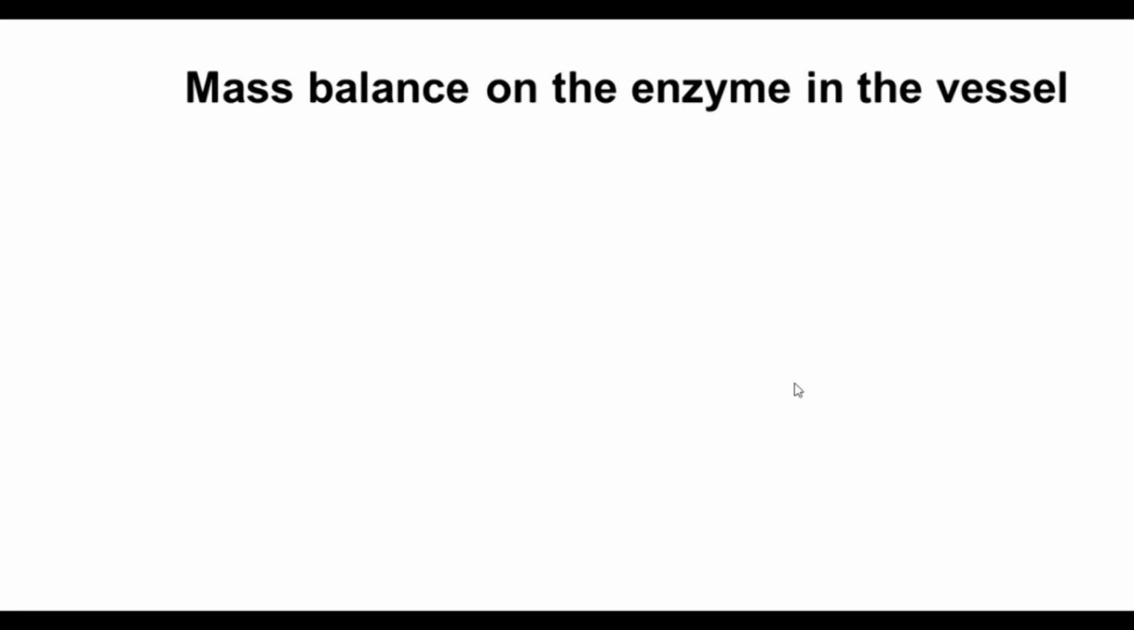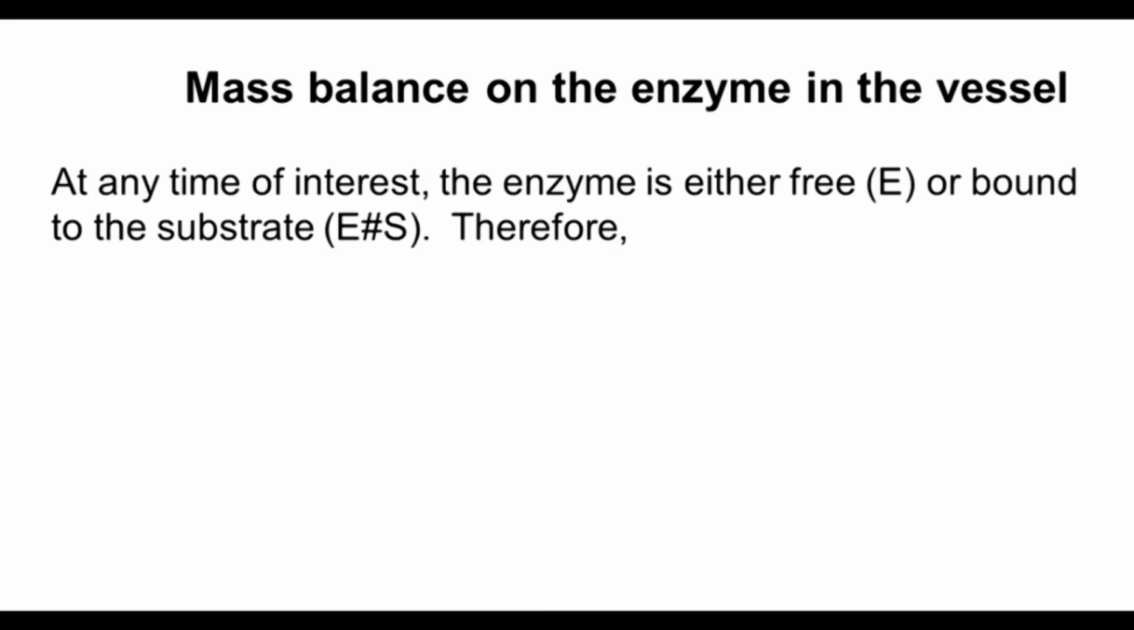Now let us write a mass balance on the enzyme in the vessel. Earlier we wrote a mass balance of the product. Now let us write a mass balance on the enzyme. At any time of interest, the enzyme is either free or bound in the enzyme substrate complex, as we had viewed in our mechanism. Therefore, the mass of the total enzyme, ET, is the concentration of the total enzyme times the volume. The mass of the total enzyme is the mass of the free enzyme plus the mass of the enzyme that is bound in the enzyme substrate complex. The mass of the free enzyme is the concentration of the free enzyme times the volume, the same volume as this, plus the mass of the enzyme associated with the enzyme substrate complex, which is the concentration of the enzyme substrate complex times the volume.